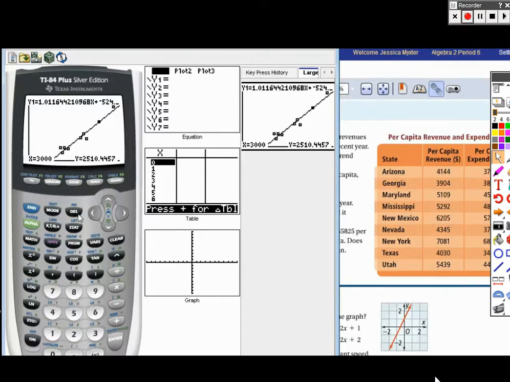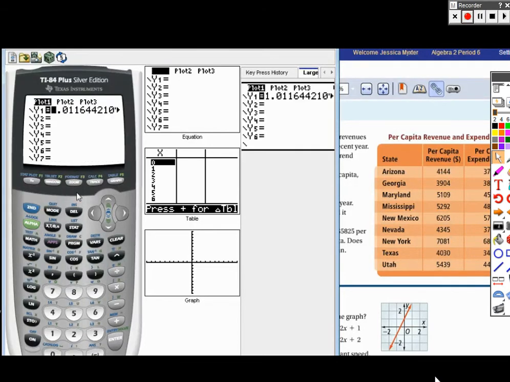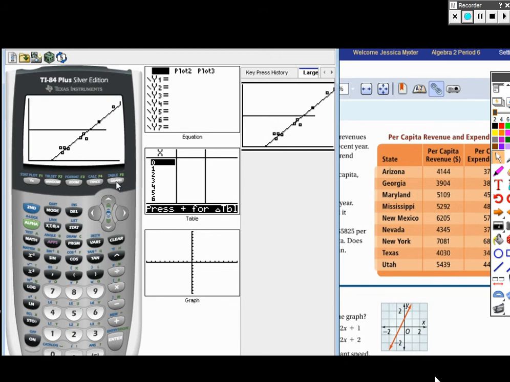The last part of the question, if I look at part C, if I'm spending $5,142 per capita, what would I expect to collect in revenue? So in this case, I want Y to be 5,142. If I go to Y equals and type in 5,142, that should give me a horizontal line.